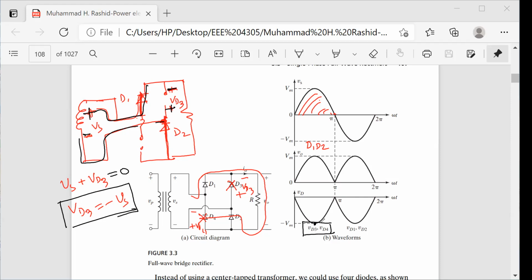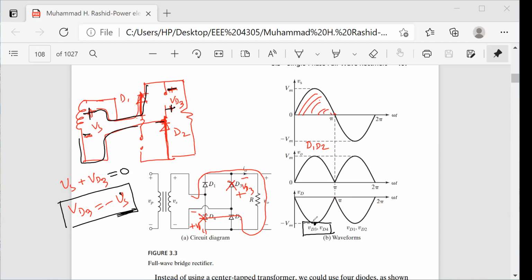So what is the peak inverse voltage for the diodes D3 and D4 when the diode is not conducting? When diodes D3 and D4 are not conducting, what is the peak inverse voltage across D3 or D4? Minus VS. Minus VS means peak inverse. I am talking about the peak. So minus VM, sir. So look here, we are getting minus VM.